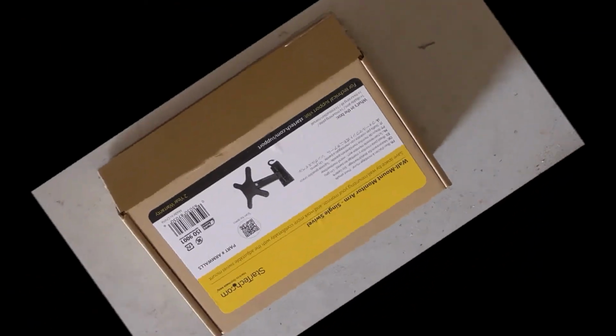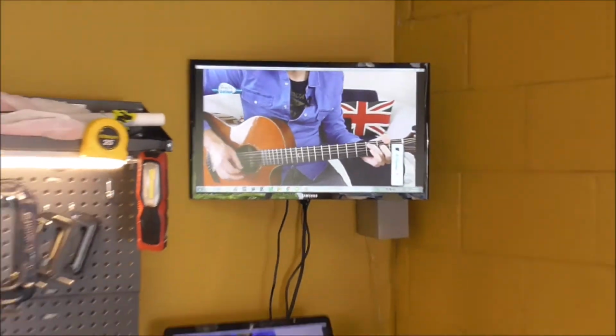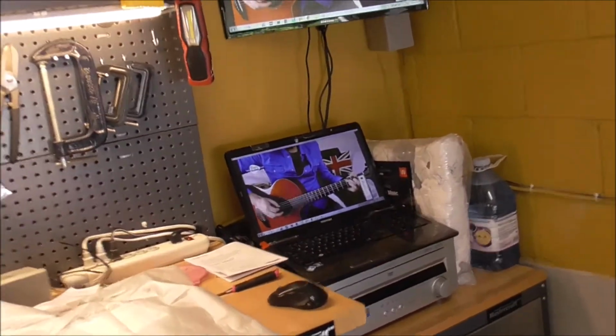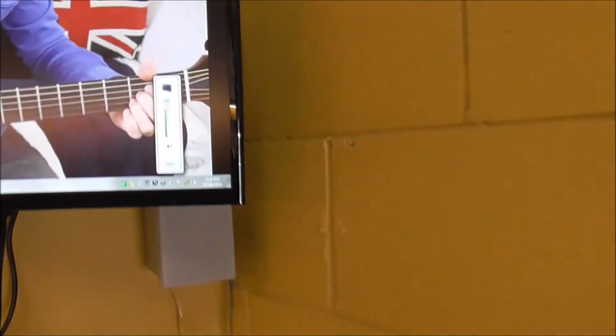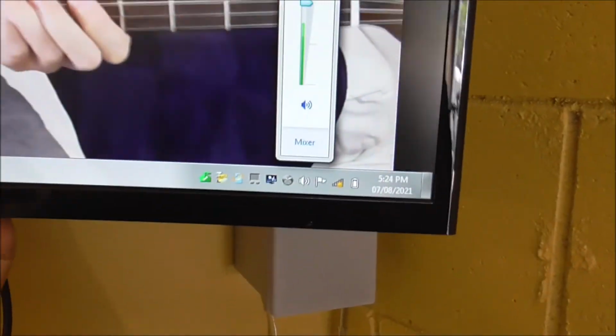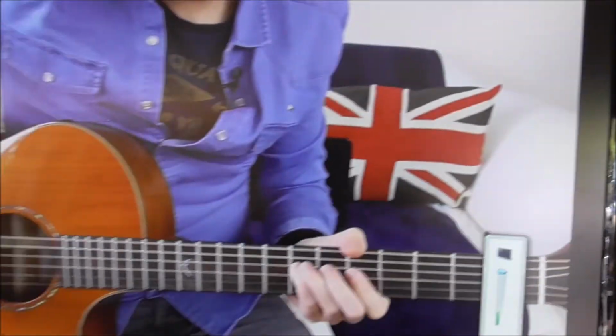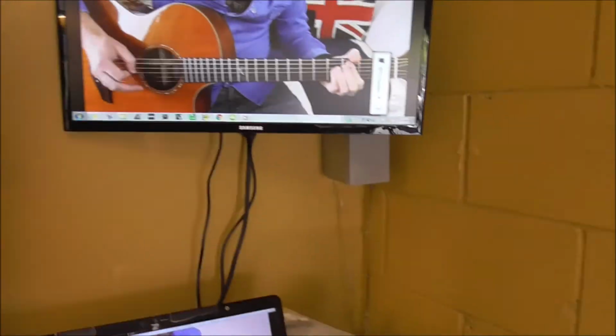That's the StarTech review. Does it do the job? It's really pretty good. Can move it right out to any angle, and push it back in again, and down, up and down. It's good. Sorry, doing it with one hand. So yeah, it does its trick.